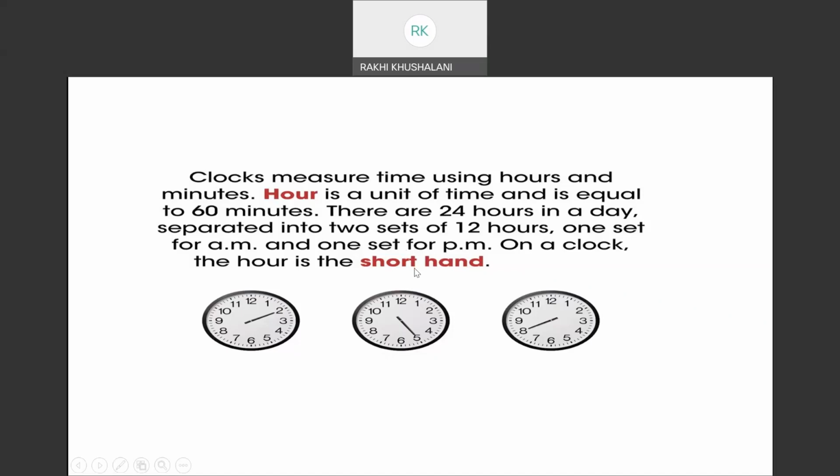The short hand is the hour hand, and the long hand shows the minute hand. Right now in these three clocks, we are just showing the short hand, which is showing you the hour hand.